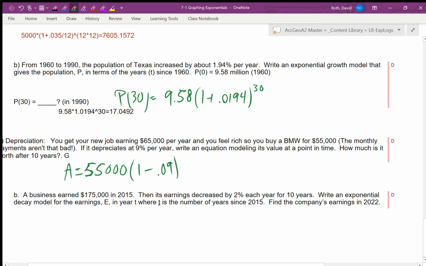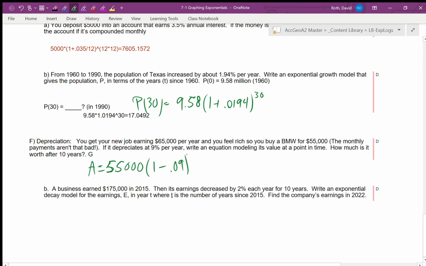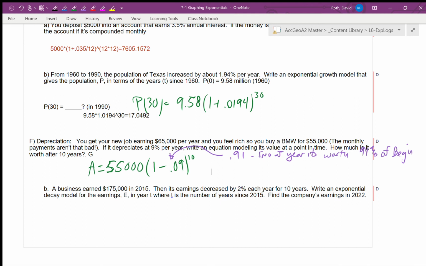And that's a point in time. Now, if it's 10 years, that'll be the 10 at the top. Now, here's what I want you to notice. 1 minus 0.09 is 0.91. That means at the end of each year, it's worth 91% of the beginning of the year. I'll just write begin. So at the end of year one, it's worth 91% of when you bought it. At the end of year two, it's 91% of the 91% of what you bought it.